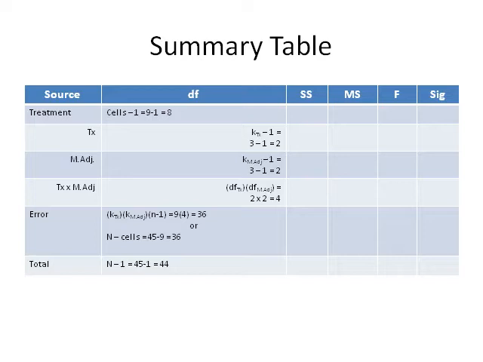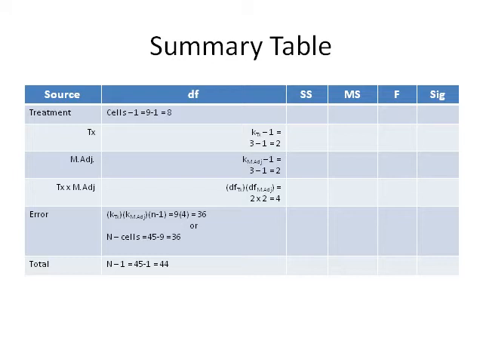Let's continue our look at the summary table by considering how degrees of freedom are computed. Degrees of freedom total remains n-1. So if we had 5 participants in each cell, n-1 equals 45 minus 1 equals 44. Degrees of freedom for the treatment term equals cells minus 1, or 9 minus 1, equal to 8.